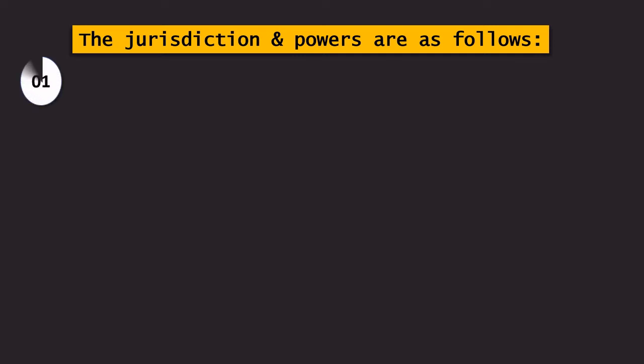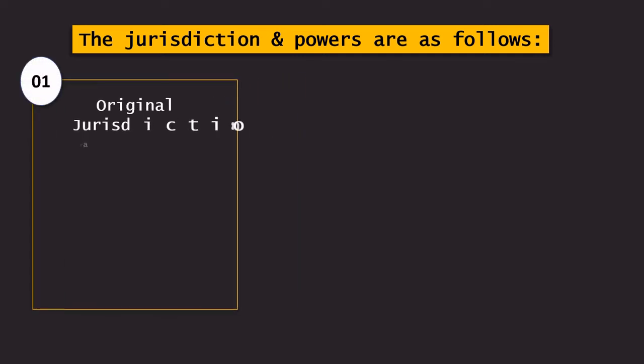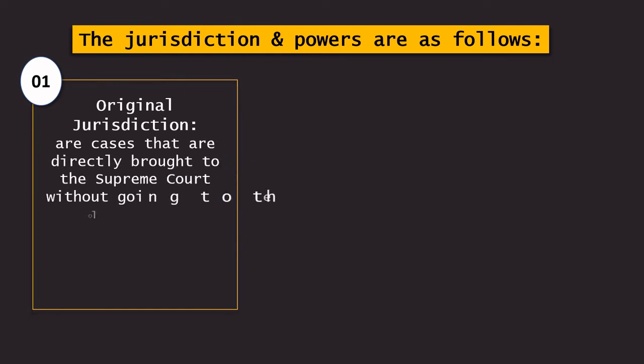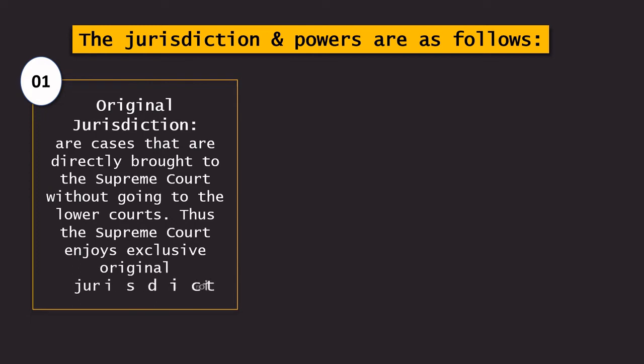First, original jurisdiction. Disputes like A. Between the Government of India and one of the states. B. Between the Government of India and any state or states on one side and one or more than one state on the other. C. Between two or more states. D. Regarding election of president and vice president. All such disputes fall under the original jurisdiction of the Supreme Court.